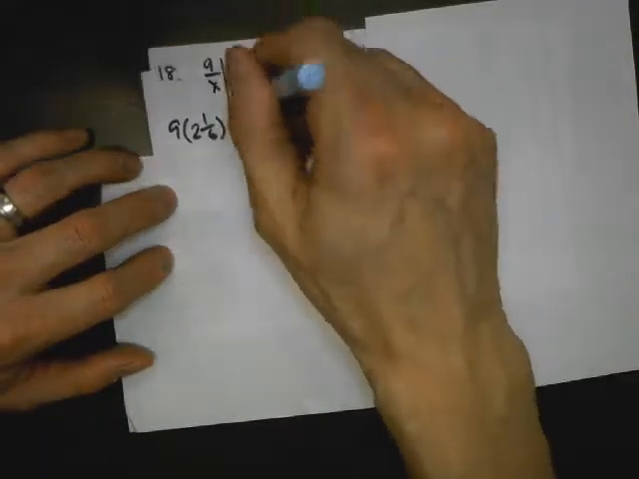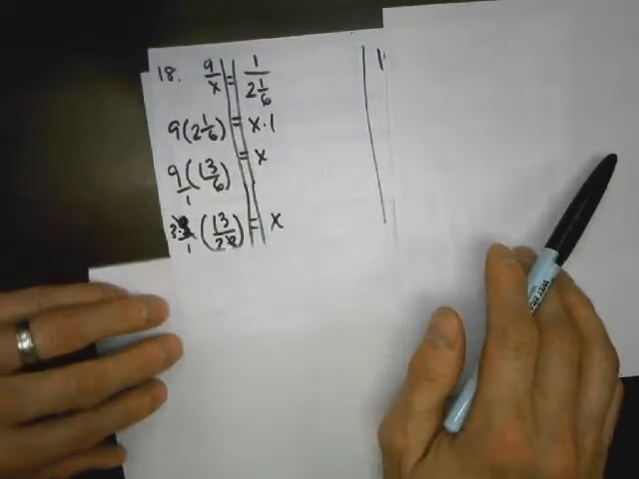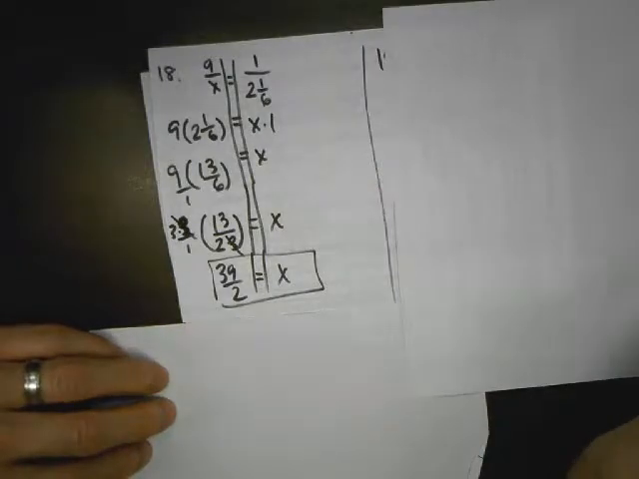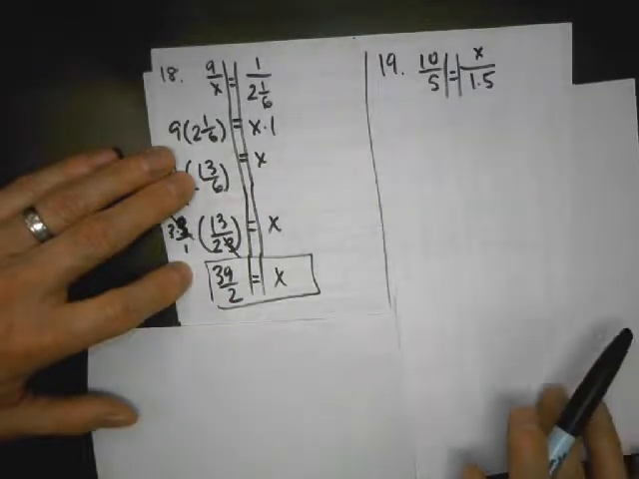Cross multiply, this times this. I got to convert this into an improper fraction. Do my factor trees and cross out my 1s. And I got my answer is 39 over 2. And that's reduced because I did this work right here.